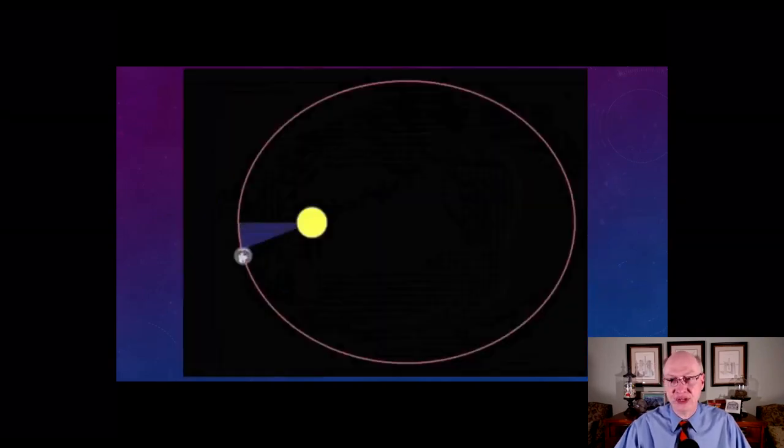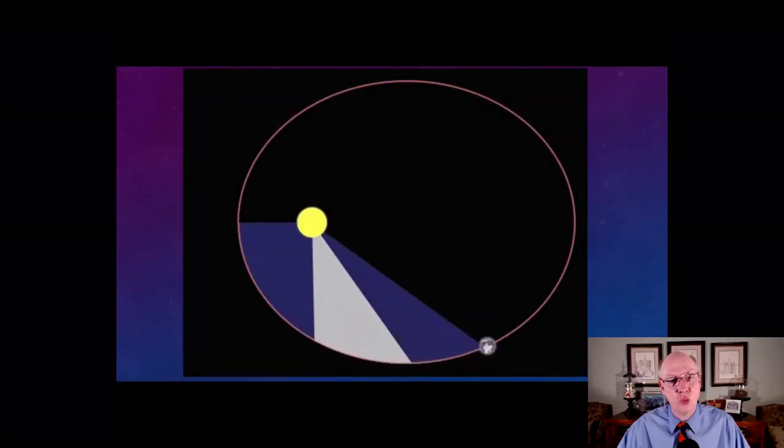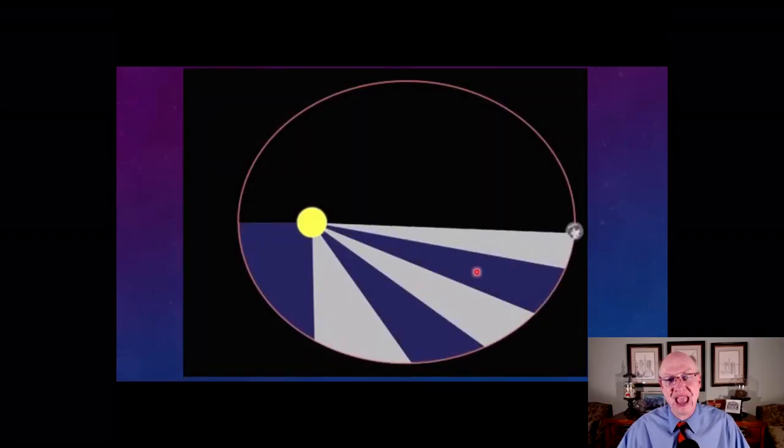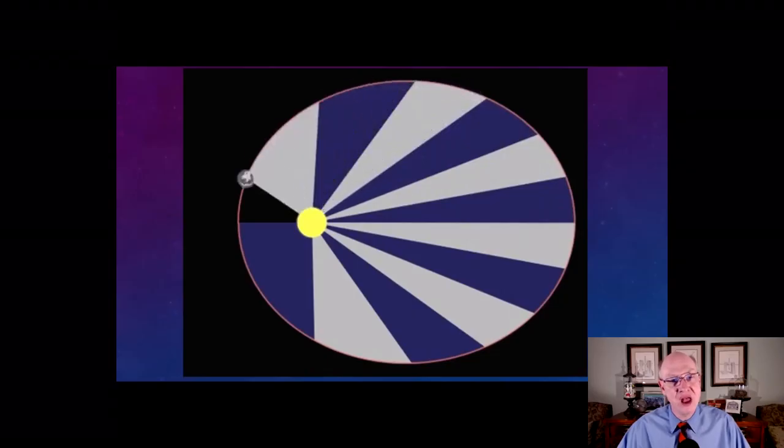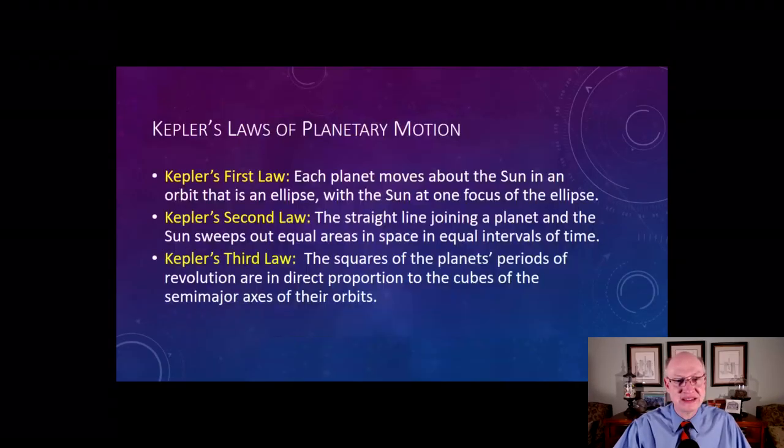Now, let's take a look at that. So here's an example of that. Each one of these periods of time is the same, and the areas of all these triangles are the same. So why did Kepler say this? I mean, it's a crazy thing to say. What's important about this?